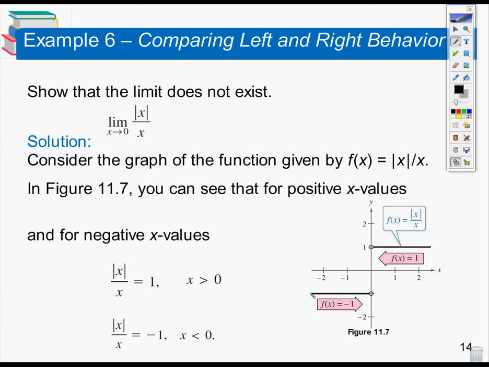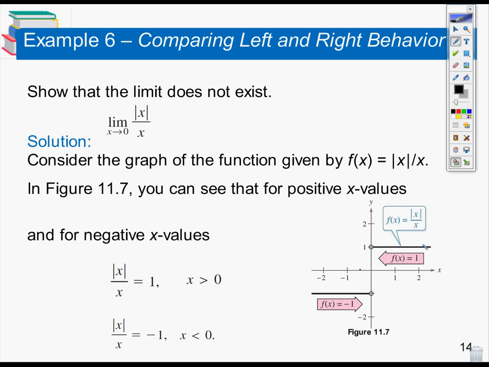So from the left side, if I start approaching 0 and I say negative 2, okay, it's a negative 1. Negative 1, okay, it's a negative 1. Negative 0.5, okay, it's still negative 1. Negative 0.25, it's still negative 1. It looks like it's approaching negative 1. It's not going to move off of that.